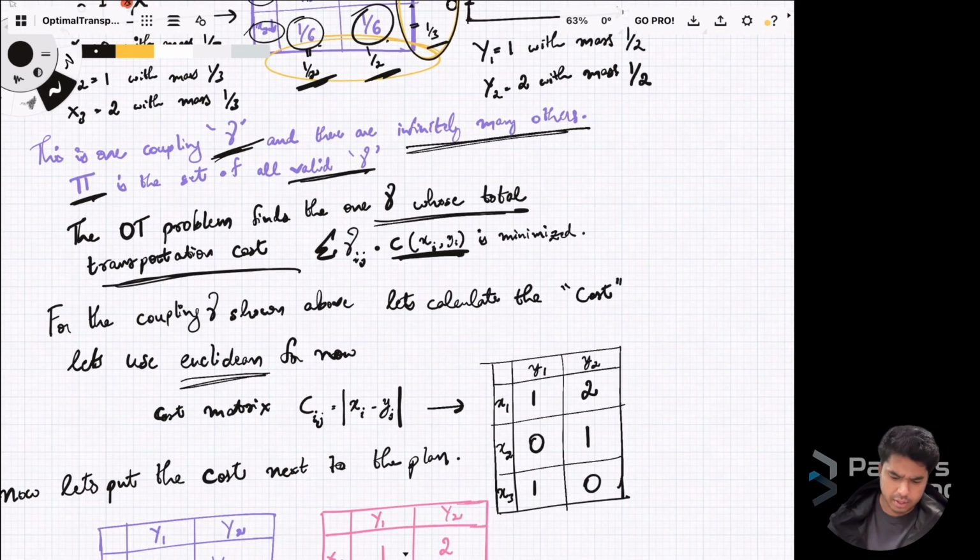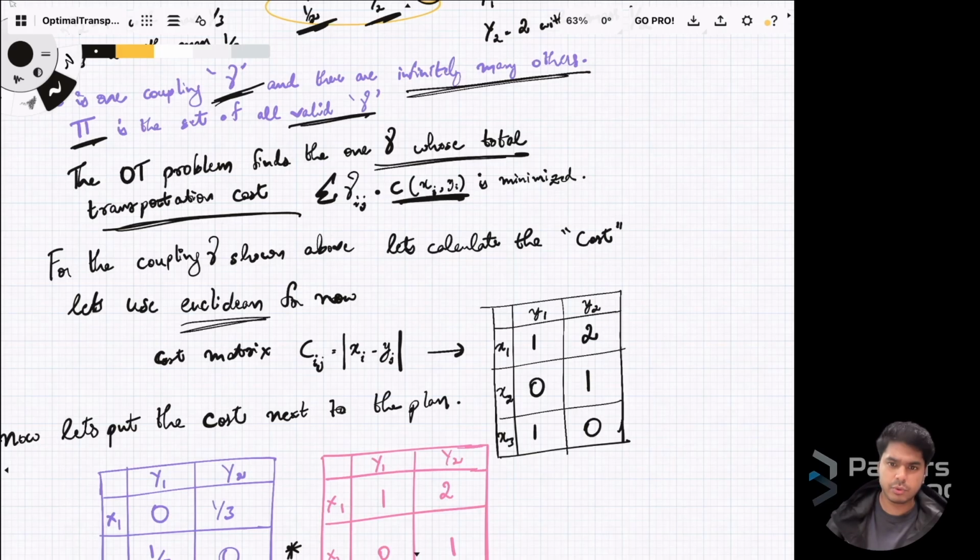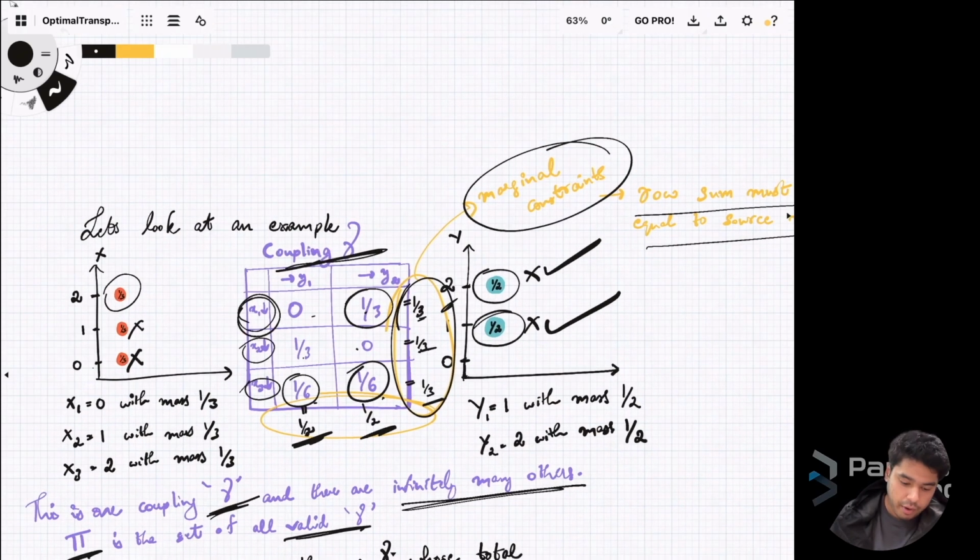Now, what is cost is a natural question that can come up. In our situation, we can just use a simple Euclidean distance, a first order Euclidean distance, which just keeps things simple, right? So if we want to go from x equals 0 to x equals 1, then the cost would be 1 minus 0, that's 1. If you want to go from x equals 0 to x equals 2, then the cost is 2 because 2 minus 0 is 2. And similarly for 1, right?